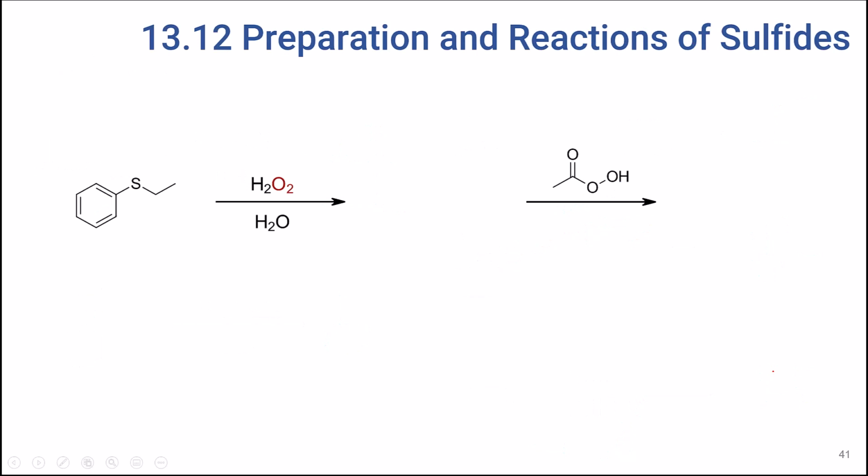So other reactions that we can do with sulfides include some oxidations with hydrogen peroxide. So this is an oxidation reaction. When we did oxidations before with alcohols, we gained C-O bonds, but with sulfur, we're going to gain S-O bonds. So this becomes a sulfoxide, where we gain 2 bonds to oxygen.